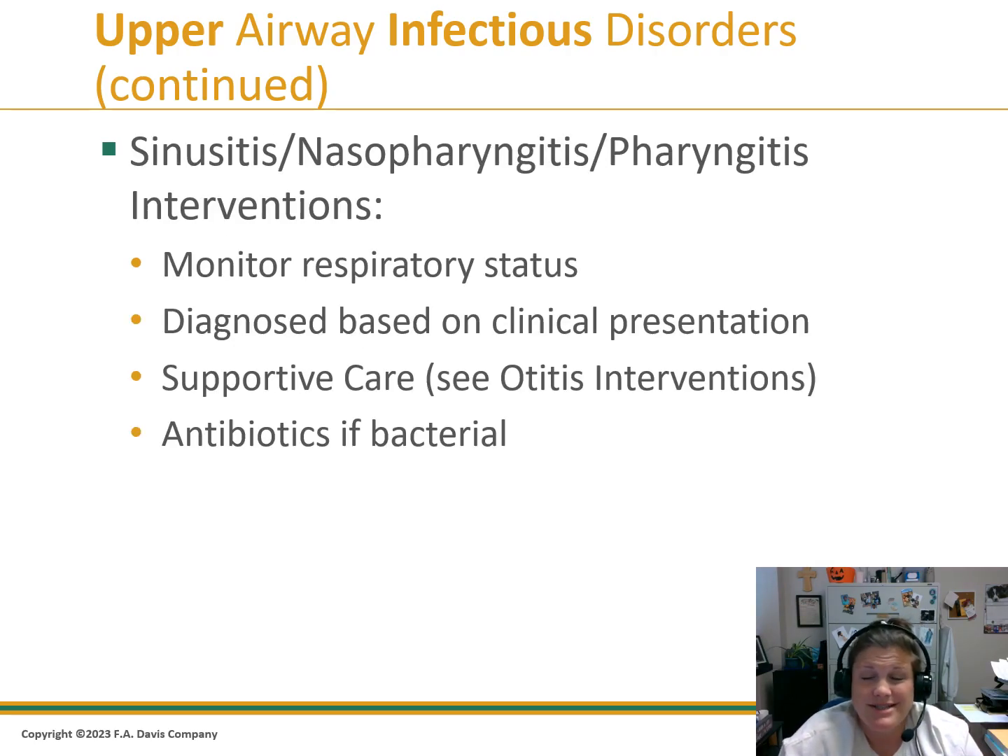Okay, so interventions that are generic for all of these: sinusitis, nasopharyngitis, and pharyngitis. We want to make sure that we're monitoring the respiratory status of the child, because obviously if their nose and throat are involved, then that's part of the airway. They could have respiratory decline. We also want to make sure that we're paying attention to what is the clinical presentation, because that will help us with a more accurate diagnosis. And we're not diagnosing, but obviously the assessment that we're presenting to the provider who's going to make that diagnosis.